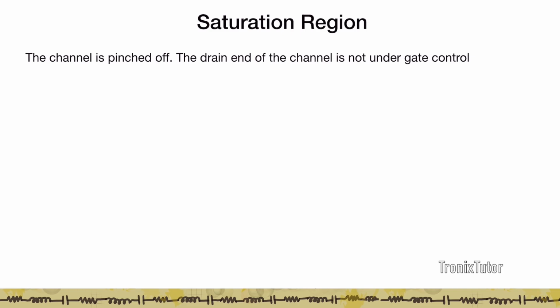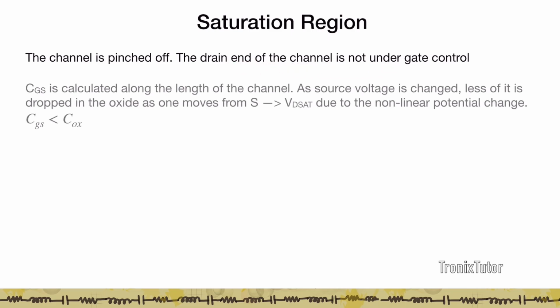Now let's look at the other extreme, when the MOSFET is pushed into saturation. When you push the MOSFET into saturation, the channel is pinched off, which means the drain end of the channel is not under gate control. If you were to think about the inversion channel, if this is your source and this is your drain, your inversion channel looks something like this. There's a lot of charge present at the source side, and at the drain side the channel is pinched off. And so CGS is calculated along the length of the channel.